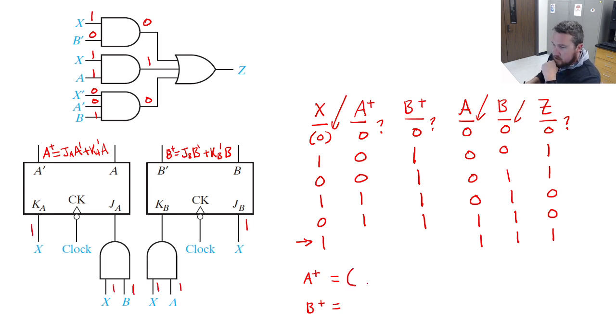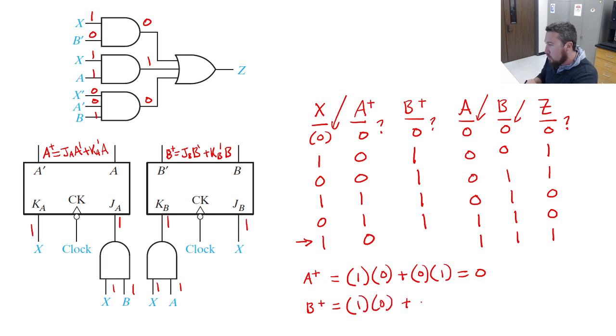So A plus is going to be JA, which is 1. And A prime is going to be 0, or KA prime is going to be 0, and A is 1. So that means it's going to be equal to 0. So the last next state for A is going to be 0. B plus is going to be exactly the same, 1, 0, or 0, 1. It's going to give us 0. So we're going to have a 0, 0 right there. And that is the end of our sequence: 1, 1, 0, 0, 1.